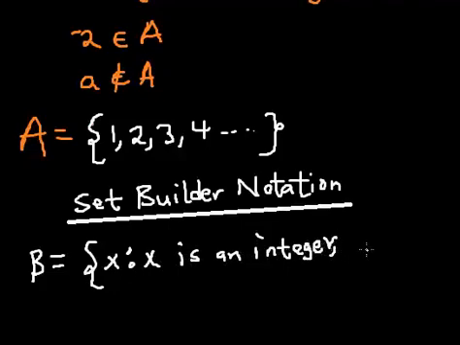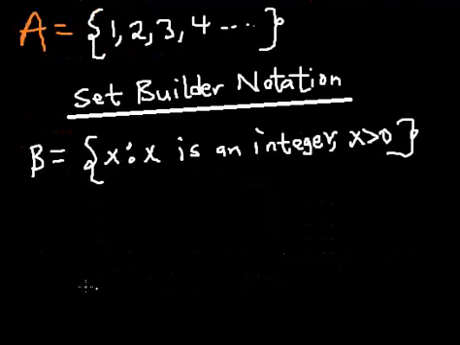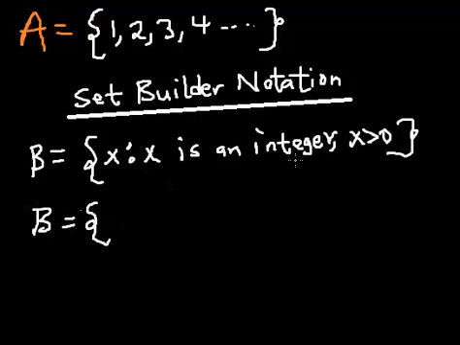And another description is that X is greater than 0. As you can see, this statement inside the braces didn't list out the set, but it gives me the information that will enable me to list it out. If I want to list out the set B, X is an integer greater than 0. That means I have to start from 1. The set builder didn't tell me where to stop, so it's going to be to infinity, but I can just use dot dot dot to show that it continues.